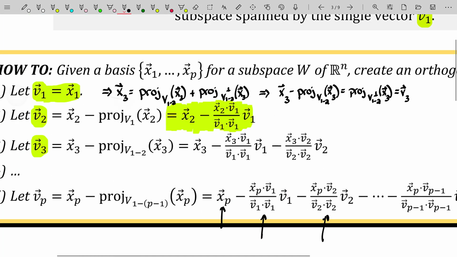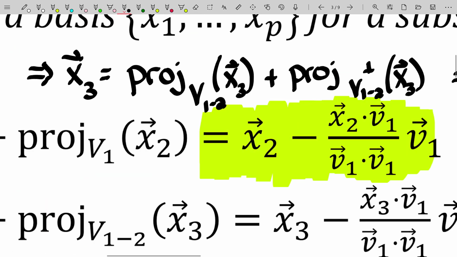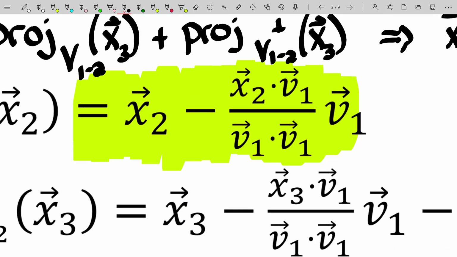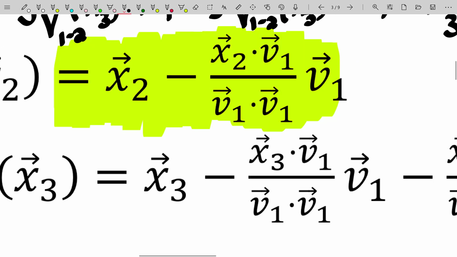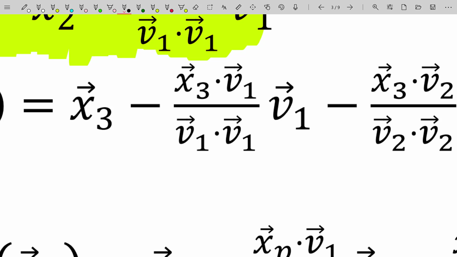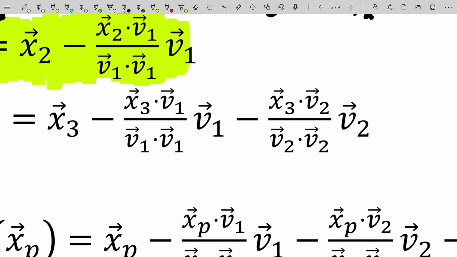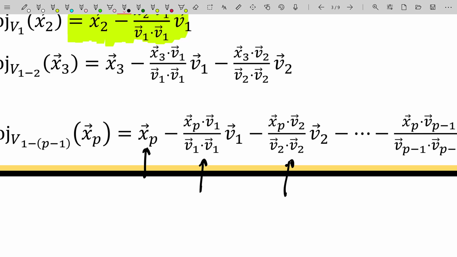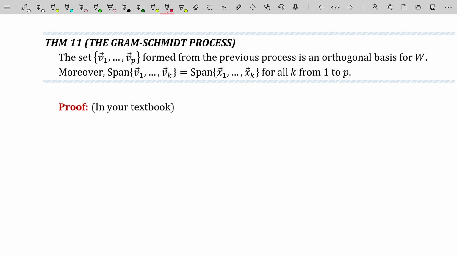You start with your kind of anchor vector. Your second vector, well, you take x sub 2, the second vector in your given set, and you subtract off the orthogonal projection onto that v sub 1. Your third vector, you're going to take your third vector from your set, you'll subtract off the orthogonal projection of that third vector onto v sub 1, and subtract off the orthogonal projection of that third vector onto the vector space spanned by v sub 2, and so on and so forth. So each time you go down the list, you just keep another subtraction going. And this process is called the Gram-Schmidt process.